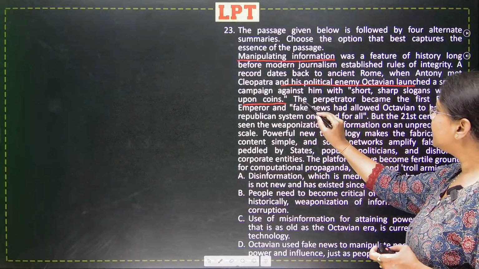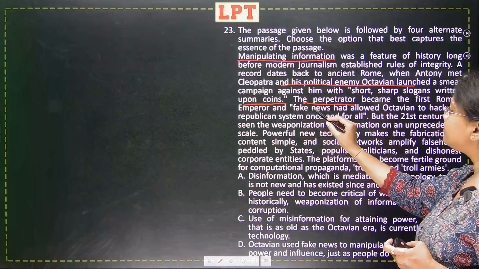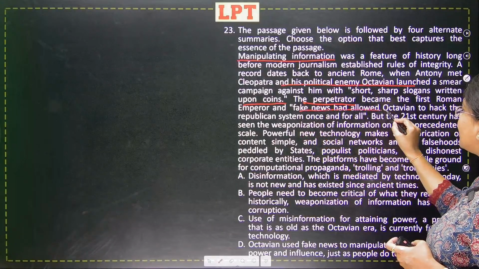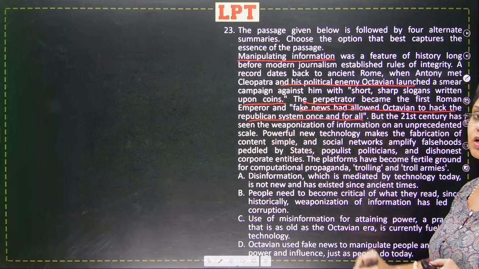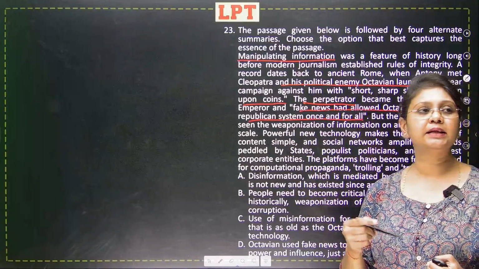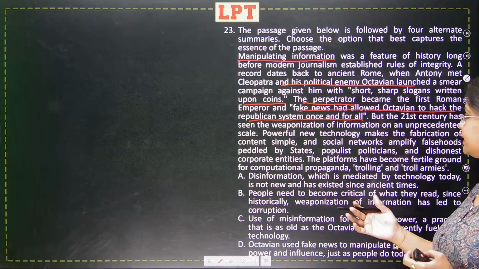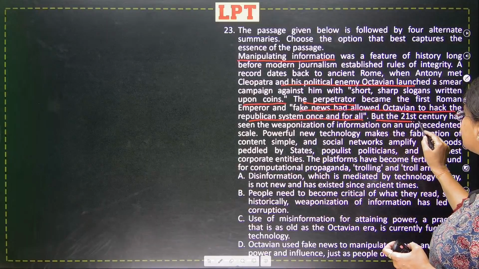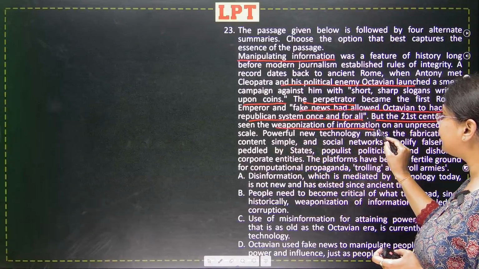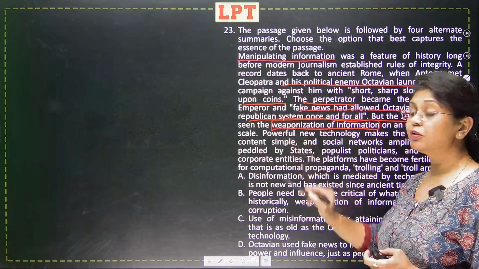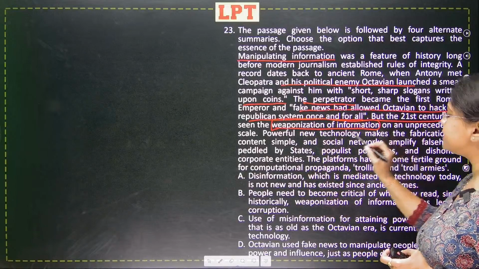So it says the perpetrator became the first Roman emperor and fake news had allowed Octavian to hack the Republican system once and for all. So this is all about manipulating information, and this is what has been talked about. Let's read further and see. It says but the 21st century has seen the weaponization of information. Now this is important. So talking about weaponization of information on an unprecedented scale.